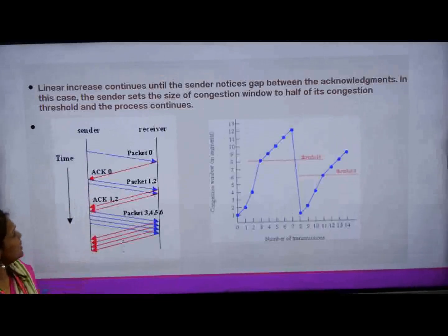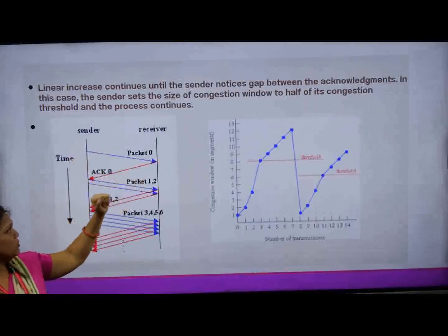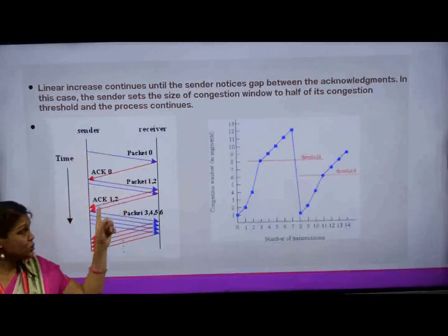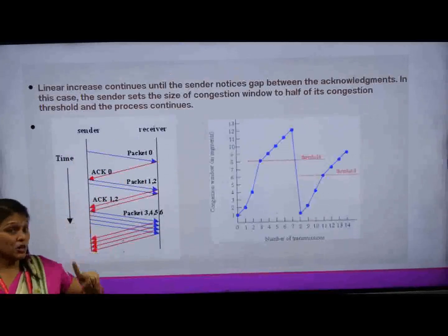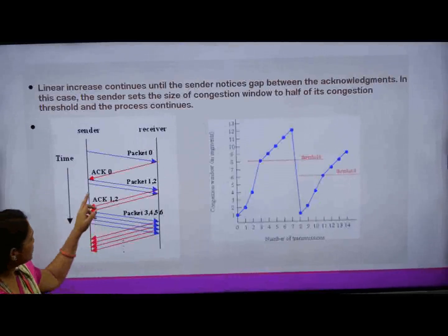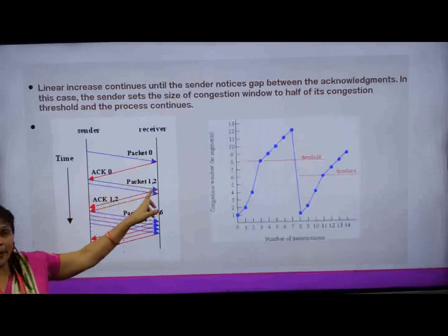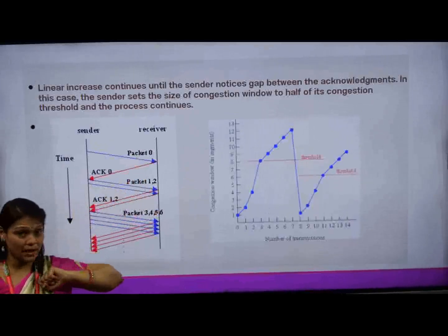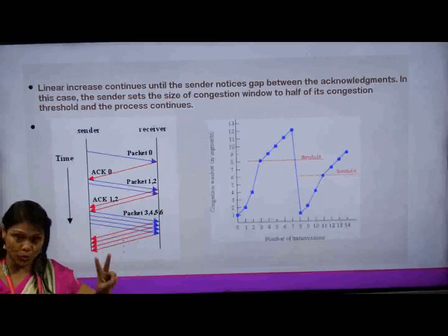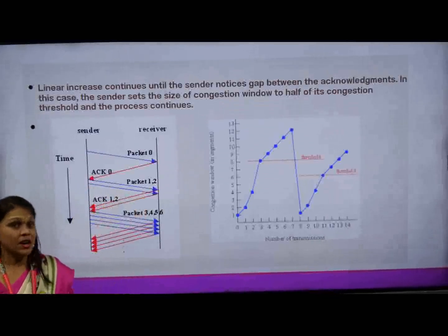As clearly shown, the sender has sent packet 0, and acknowledgement 0 comes back. Acknowledgement means a positive acknowledgement, that our packet is received. Next, acknowledgement 0 is received, so I am doubling the packets. Earlier I sent only one packet, now I am doubling it to 2. So now I am sending 2 packets and waiting for the acknowledgement.